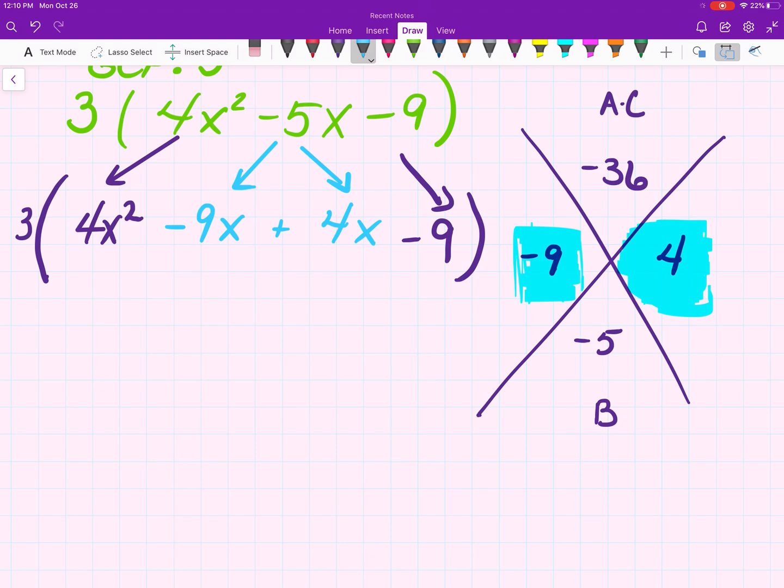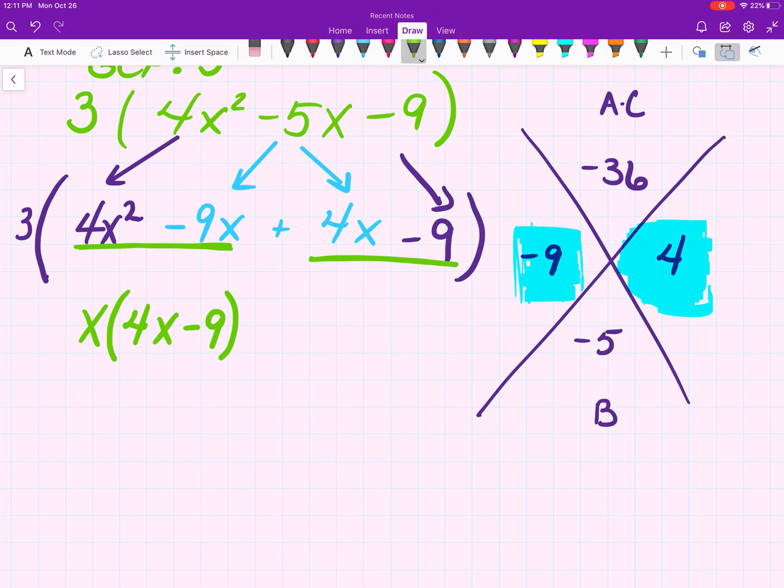All right, so now we have that split, and we're going to do a grouping. Here's how we do the grouping. We look at our first group, and then we look at our second group as the second group. In our first group, what's the greatest common factor? In our first group, the greatest common factor is x. So we're going to factor out an x, which leaves behind a 4x minus 9.